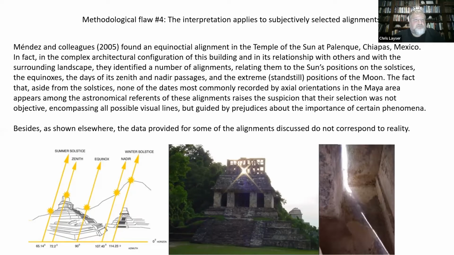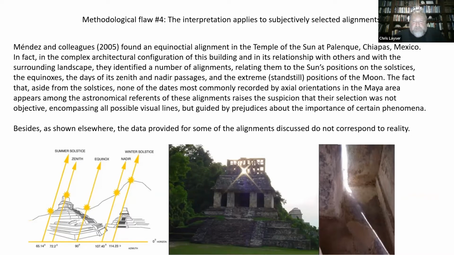And he says here that none of the dates most commonly recorded by axial orientations in the Maya area appear among the astronomical references of these alignments, which raises the suspicion that their selection was not objective, encompassing all possible visual lines, but guided by the prejudices about the importance of certain phenomena. And then he says, besides, as shown elsewhere, the data provided for some of the alignments discussed do not correspond to reality.